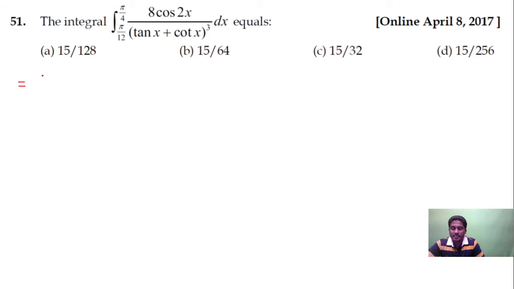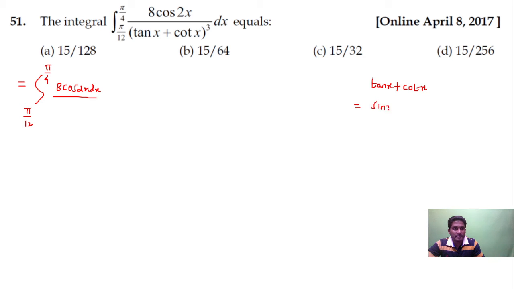Okay, this can be written as pi upon 12, pi by 12, pi by 4. Okay, 8 into cos 2x, 8 into cos 2x dx. Cos 2x dx upon tan plus cot is actually 2 upon sin 2x.